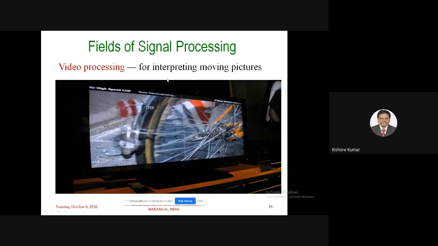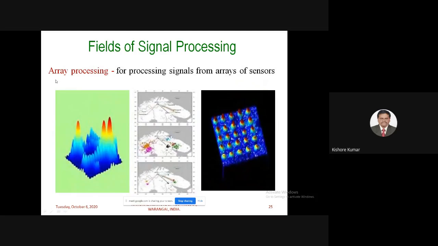For interpreting the moving pictures, I can use the signal processing concept. Then array processing, for processing the signals from an array of sensors. Array processing means there are different types of sensors which people can keep, and they will try to extract the information from these sensors, and from this information they will try to identify the features. This is called array processing.